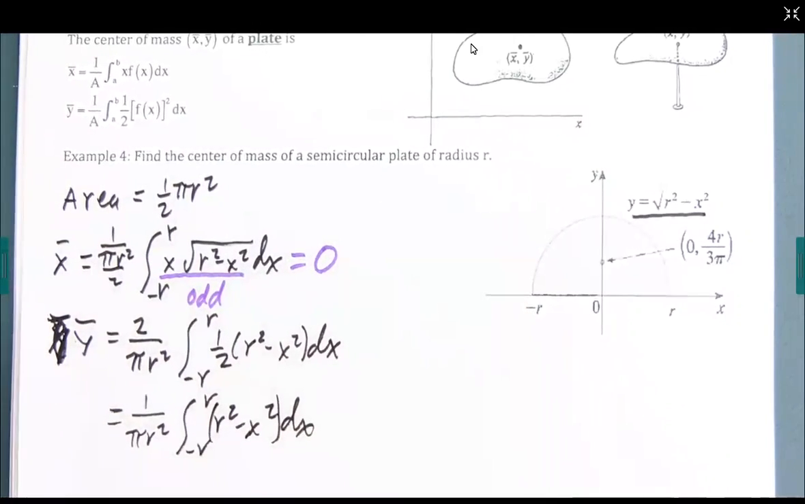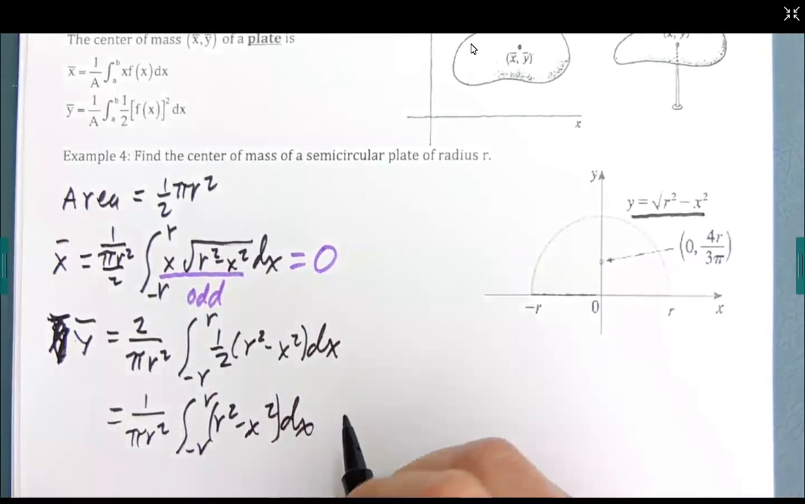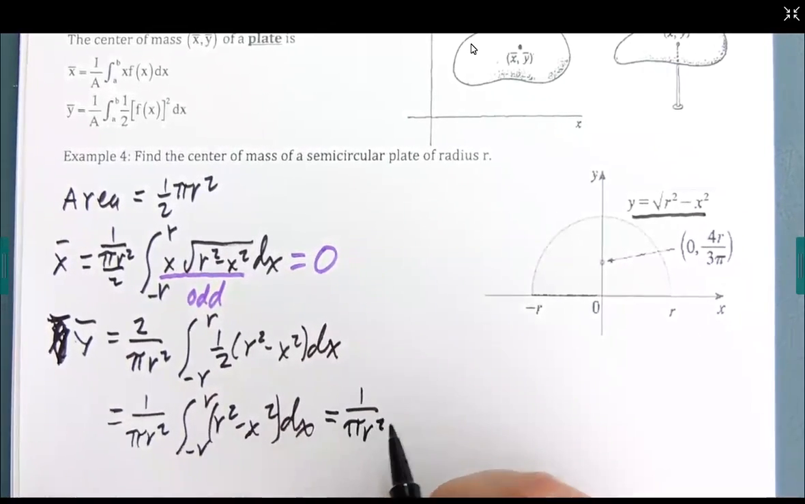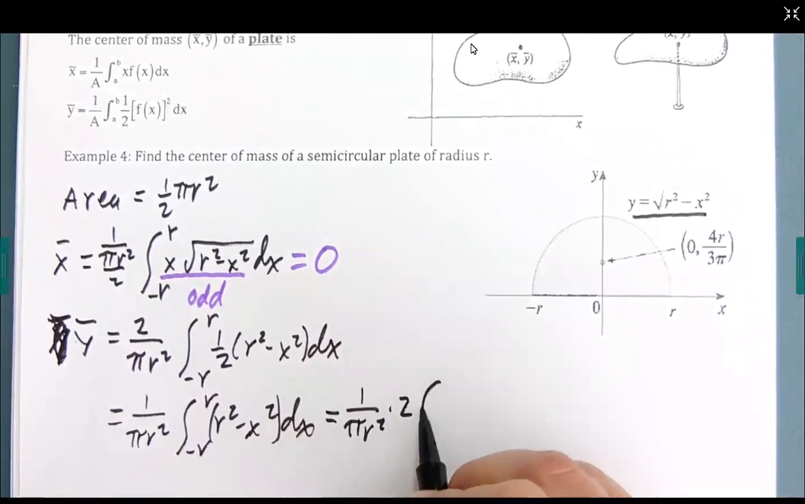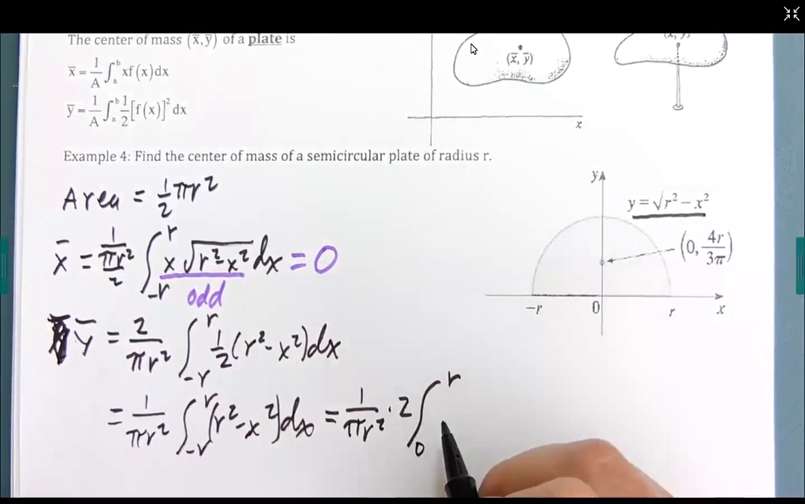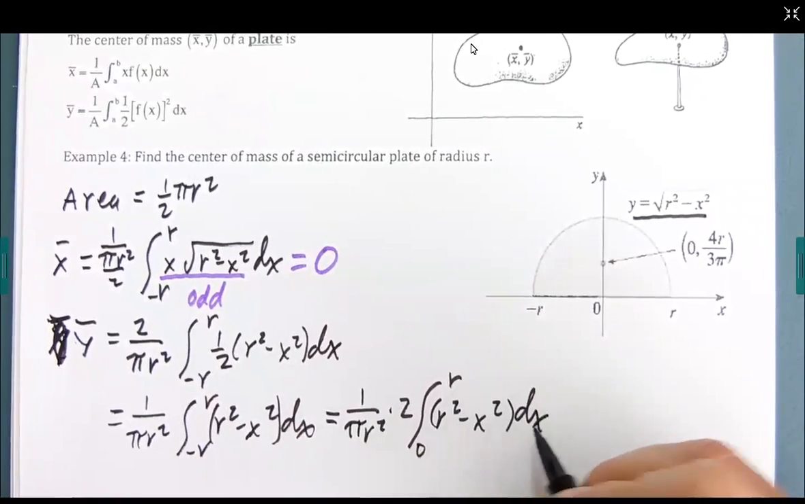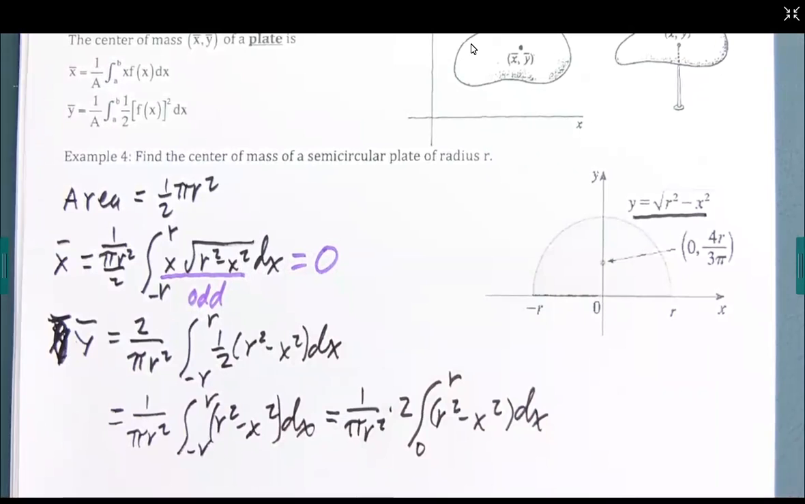All right, just like we found out this one was odd, this one is even. I know that because when I replace x with negative x and then square it, I get the exact same function back. What that means is that I can integrate and double it and just go from 0 to r. It's a very nice feature.